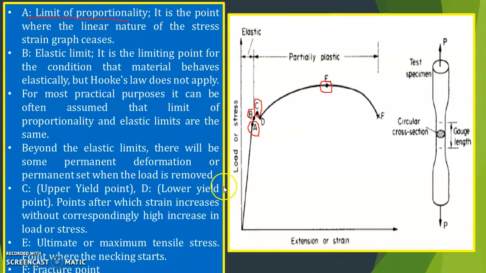Okay, first, y-axis is stress and x-axis is strain. Then till A, that is the limit of proportionality, the material behaves in a linear nature. Then A to B is the elastic limit, which means till that point the material behaves elastically. Okay, after that it again starts deforming.